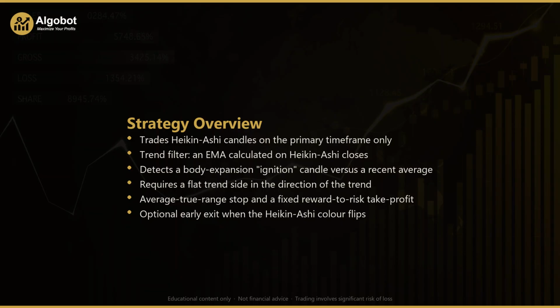The strategy layers three ideas on top of those smooth candles. First, a trend filter, an exponential moving average calculated on the Heikin Ashi closes, using a default period of 20. The strategy only looks for long trades when that average is rising and price is above it, and short trades when it is falling and price is below it. Second, a momentum expansion condition. The strategy watches for a single Heikin Ashi candle whose body suddenly grows far larger than the recent average, a sign that momentum has expanded. Third, a flat side requirement, which asks that the candle show little or no wick on the trend side, suggesting one side of the market held firm control.